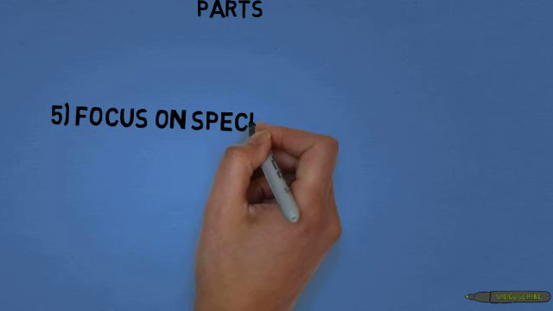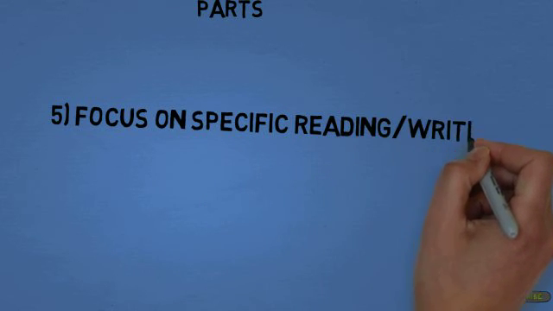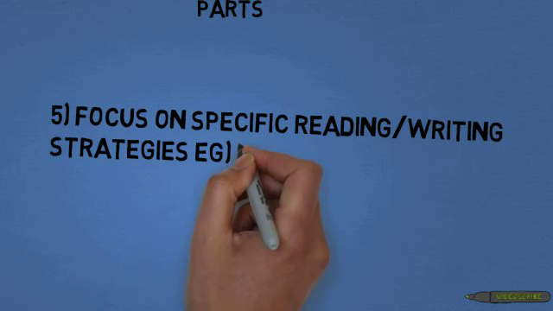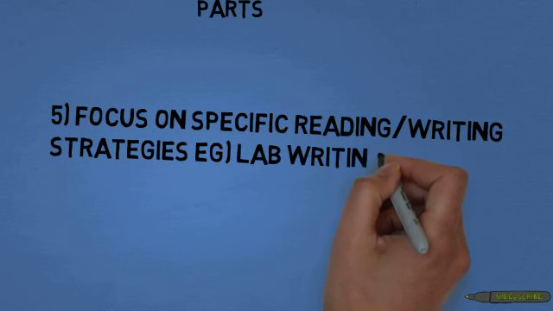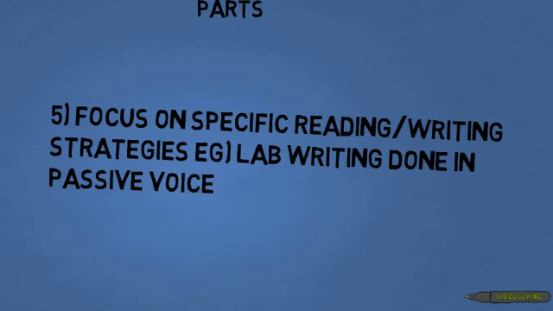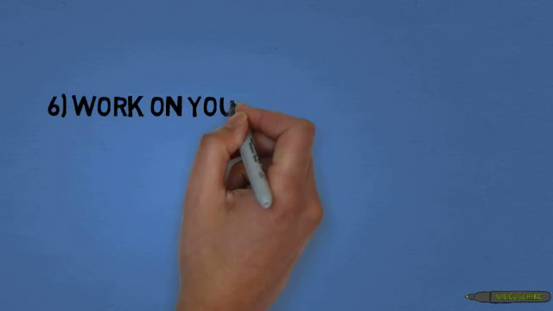Number 5 was make sure you focus on reading and writing strategies that you know the students will need. Again, this is a great example in science in terms of labs. You know that you will be reading in the passive voice, or writing in the passive voice, I should say, when you're writing labs. And so reviewing this with the students can't hurt.